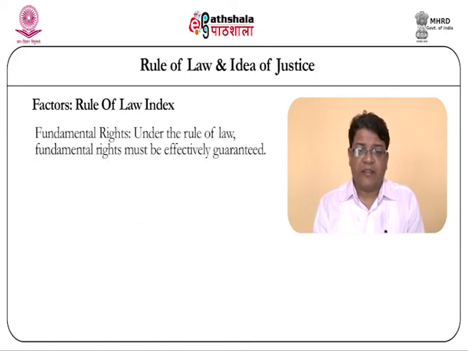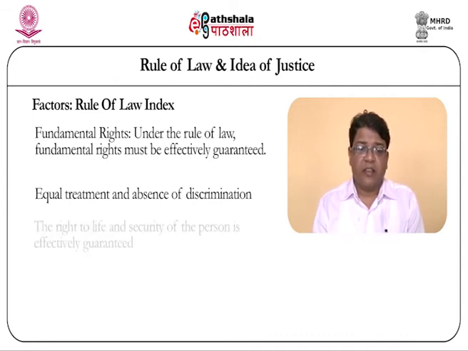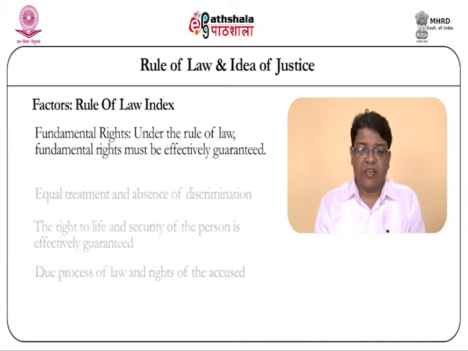Another factor is fundamental rights. Under the rule of law, fundamental rights must be effectively guaranteed. It has 8 indexes to judge whether fundamental rights are effectively protected or not. The first one is equal treatment and absence of discrimination. Second, the right to life and security of the person is effectively guaranteed. Third, due process of law and rights of the accused are guaranteed. Fourth, freedom of opinion and expression is effectively guaranteed.